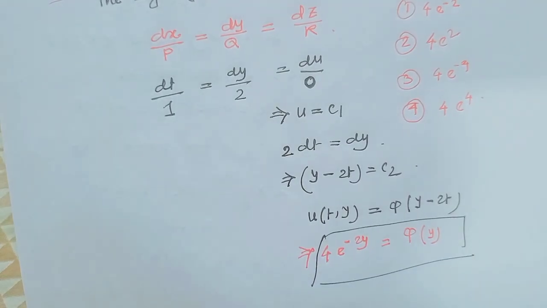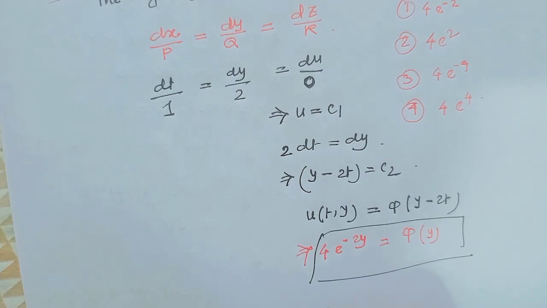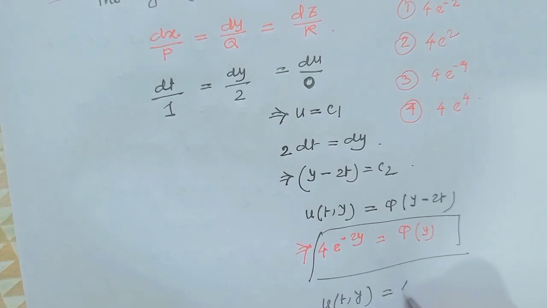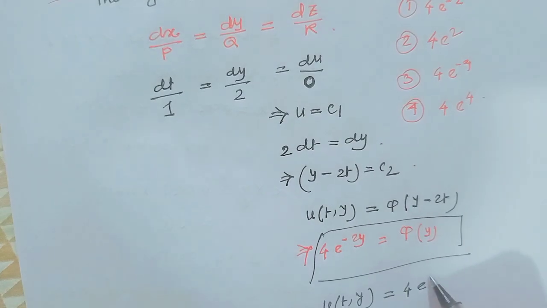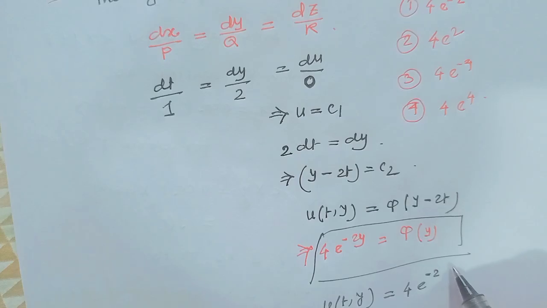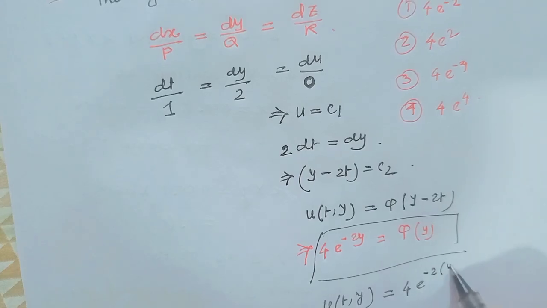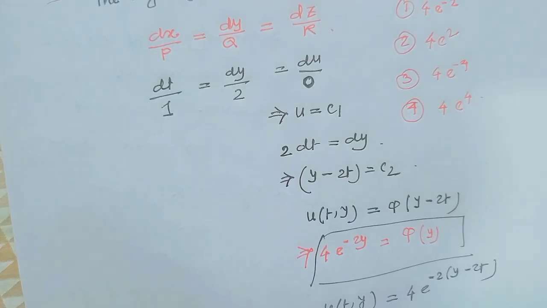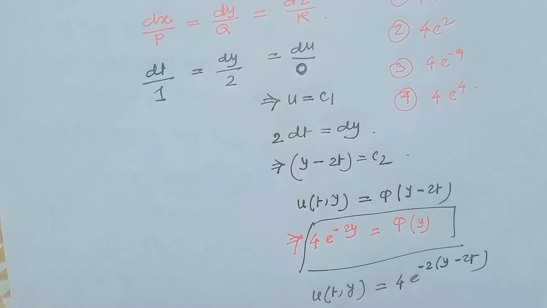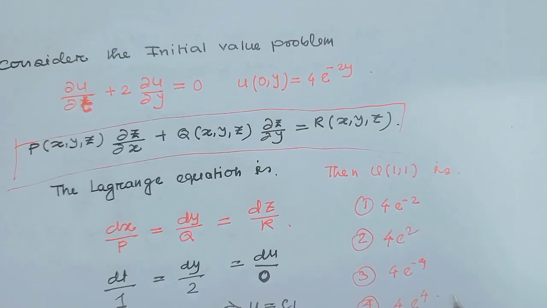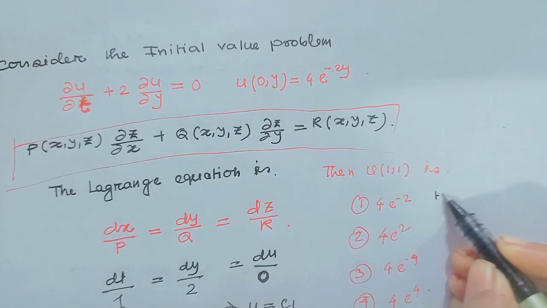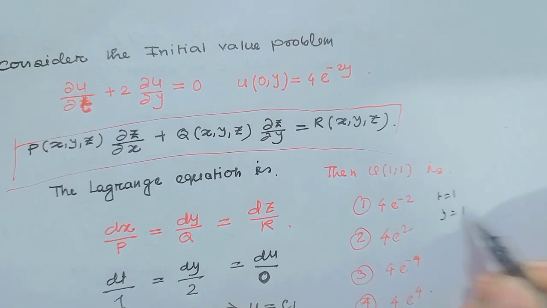We can write u(t,y) equal to 4 e to the power minus 2 (y minus 2t). And here the question is, what is the value of u(1,1)? That means here t equal to 1 and y equal to 1.